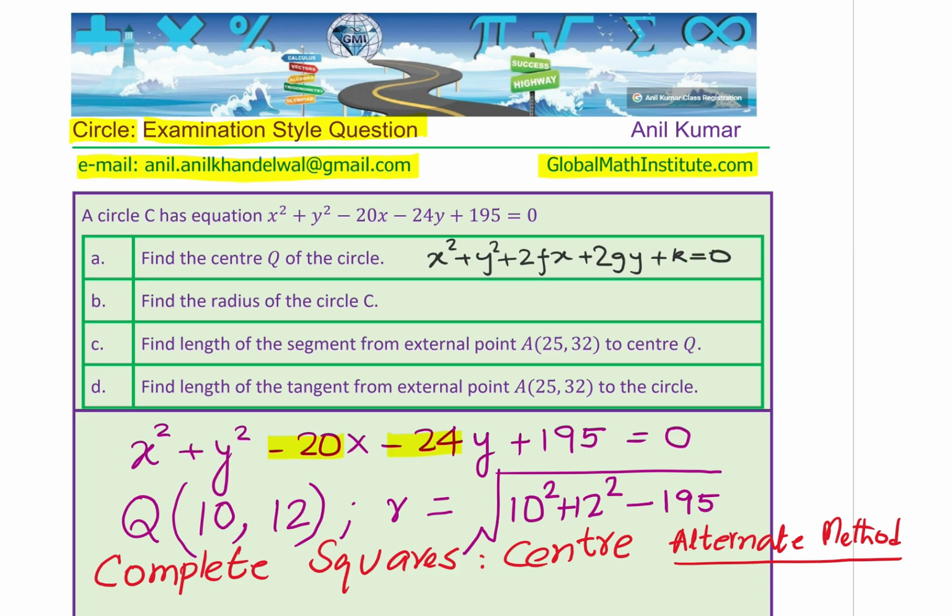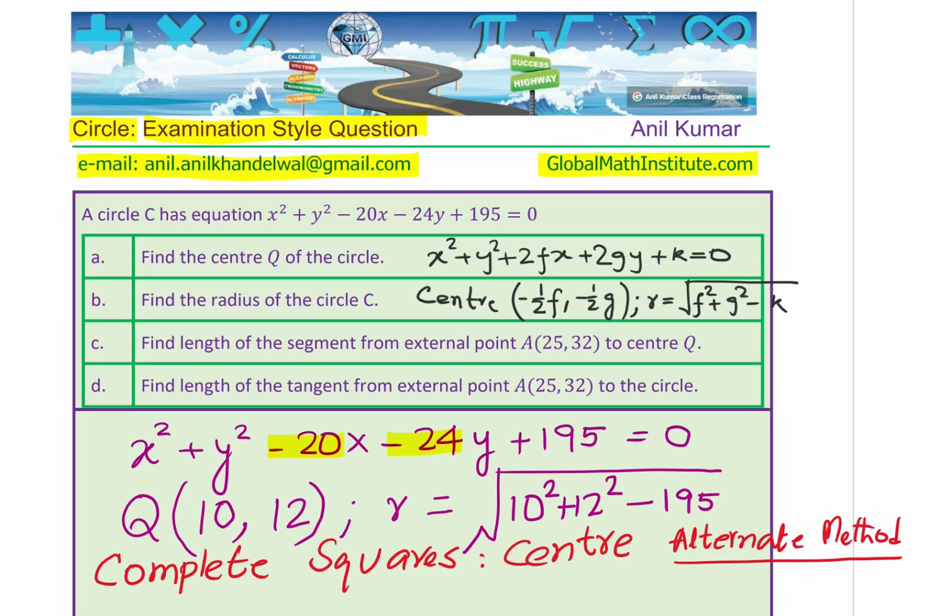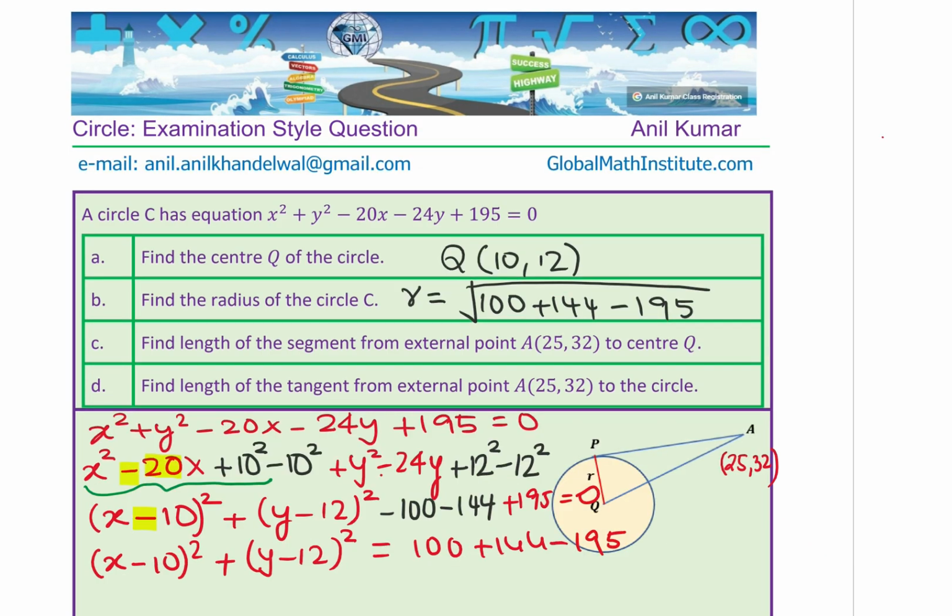So clearly from here, the center is where? So the center, as you can see, is at half of f, right? With a negative sign. That becomes the x value, and half of g with a negative sign, and the radius r is equal to the square root of f square plus g square minus k. You get the idea. So we get this formula directly from the standard form, and that is a standard way of doing it also. Okay, so we got our answers for part A and B.